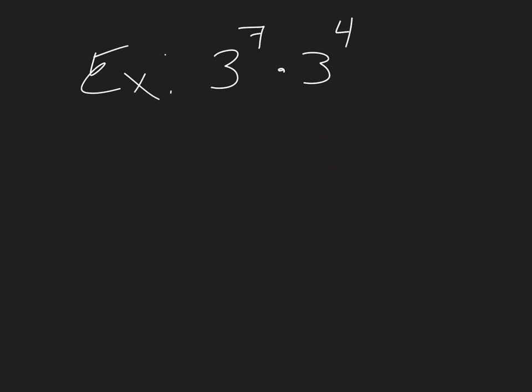So let's take a look at an example while we're letting that sink in. I'll show you now how you can just use the shortcut, and then I'll show you the long way around, just to iterate the point. So if we're looking at this, following our rule, we should get 3 to the 7 plus 4, which would lead us to believe that's 3 to the 11th power. Now, this would be our shortcut method.